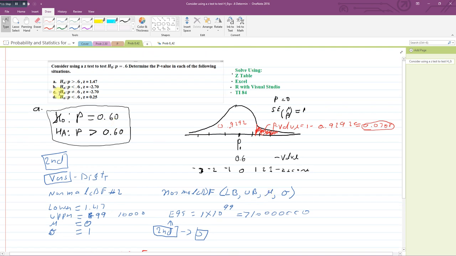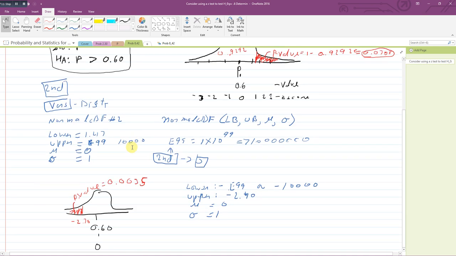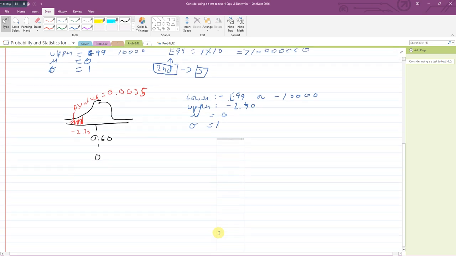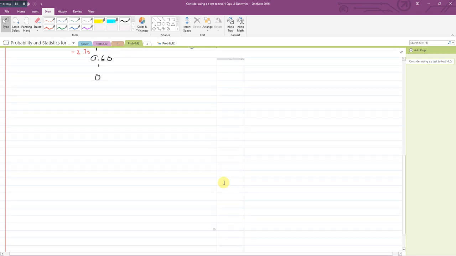Letter C. Is it not equal? Whenever they mention not equal, it really means you're doing a two-tailed test. So for letter C, it's a not-equal case. Letter C is two-tailed.